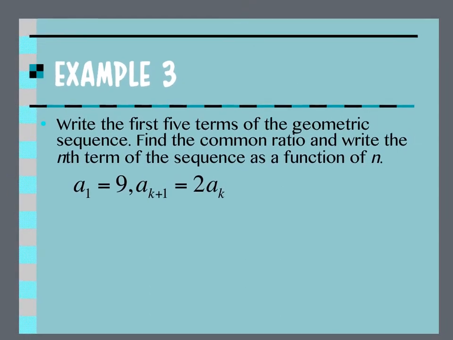All right, example 3. Wait, this is the second example 3. So this example 4 says write the first 5 terms of the geometric sequence, find the common ratio, and then write the nth term of the sequence as a function of n. So there are 3 parts to this. Find the first 5 terms of the sequence, then figure out the common ratio, and then figure out the equation for a sub n.